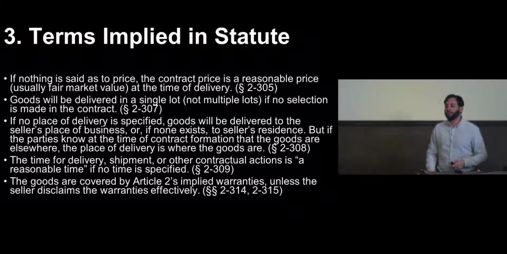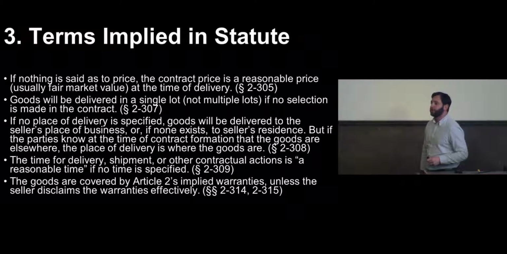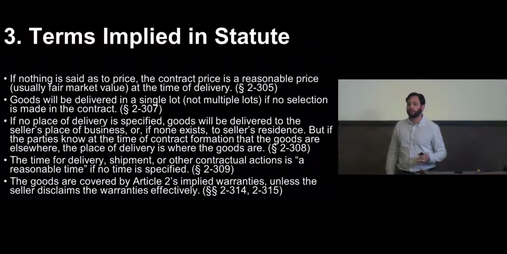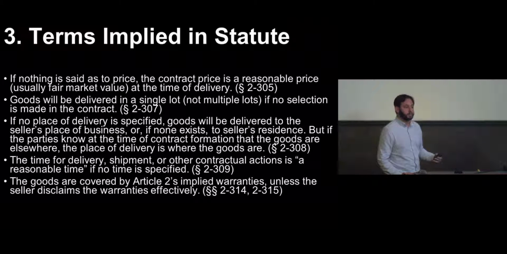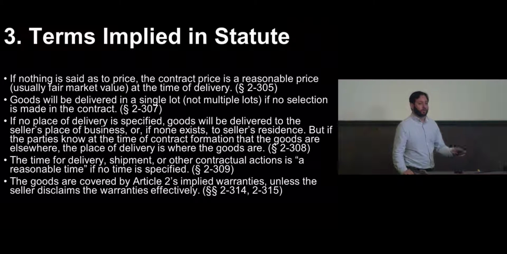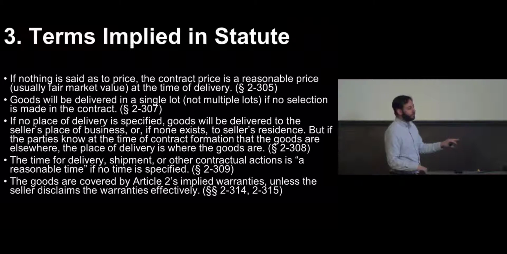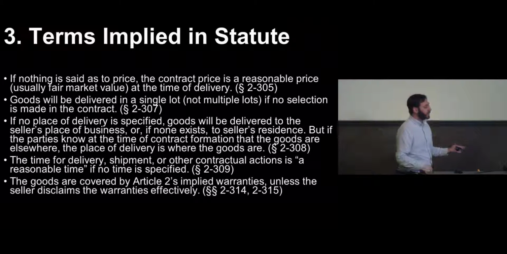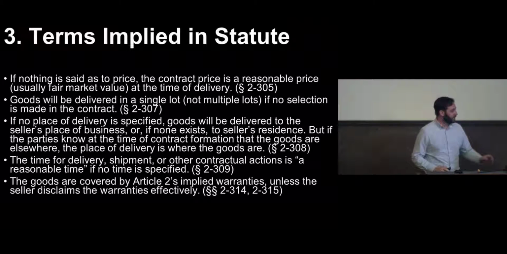In addition, the UCC has gap filler provisions. And these are terms implied in statute. And so if a contract is for sale of goods, it will have a number of terms that are implied as a matter of law. And in ways, these are clearer than terms implied in common law because they're actually and expressly written down in the UCC and identified as such. And these are an example of some of the key provisions.